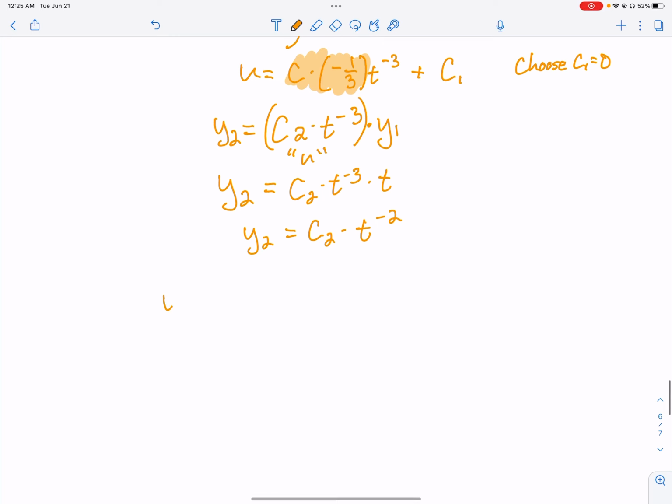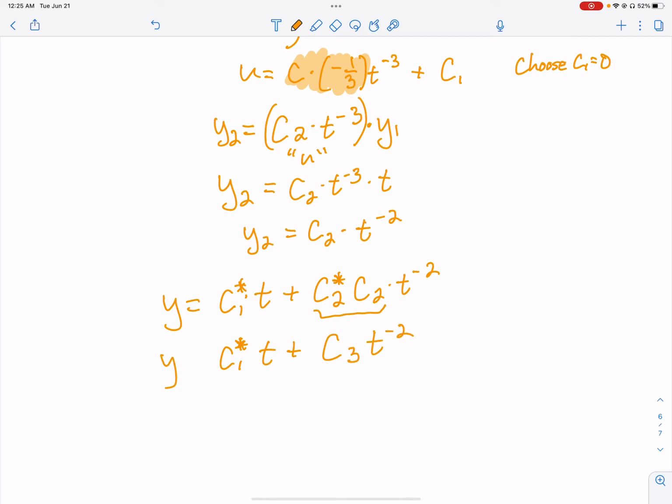Well, when I go to my general solution now, that constant made its way all the way to here, right? So we would have a new c, and I'm going to call this one c1 star, times t, that's y1, plus c2 times t to the negative 2. And you can see that this is a new constant. So c1 star t plus, and then we could just call it a c3, t to the negative 2. Doesn't really matter. It's just a constant, a different constant than the one up front. They could be the same. They could be different. We don't know. Unless it became an IVP, then we'd be restricted to find a c1 star and a c3.